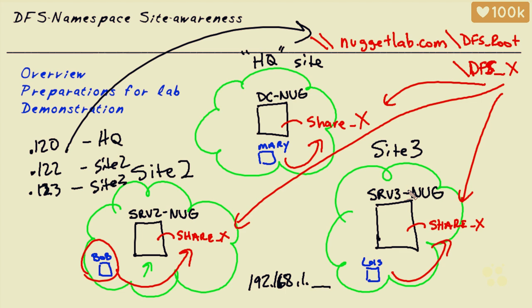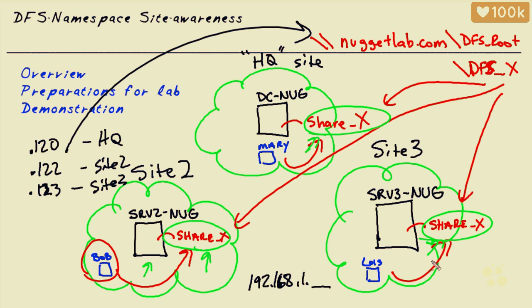Also, in preparation for this lab, I created 3 new shares, one on server 2, one on server 3, and one on DCNUG. So that way, when we create the new folder in namespace, we don't also have to create from scratch the shares on each of the servers. I also placed a single file in each of those shares that indicates what server it's currently on.